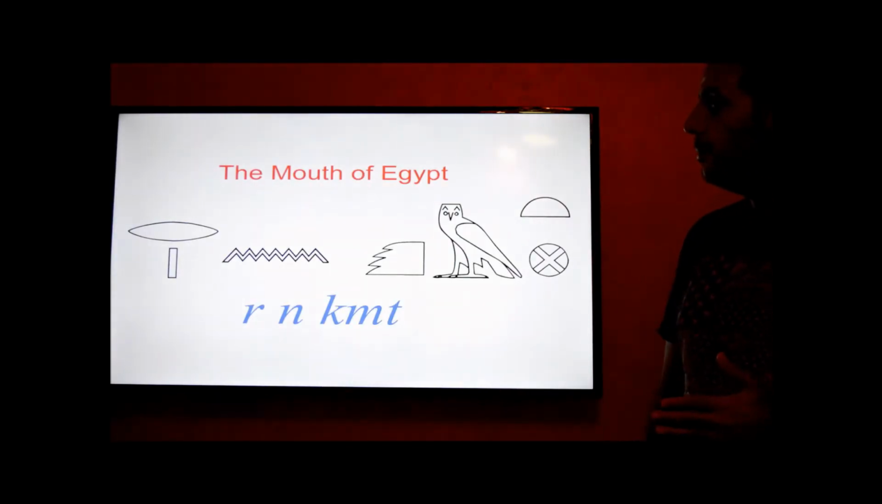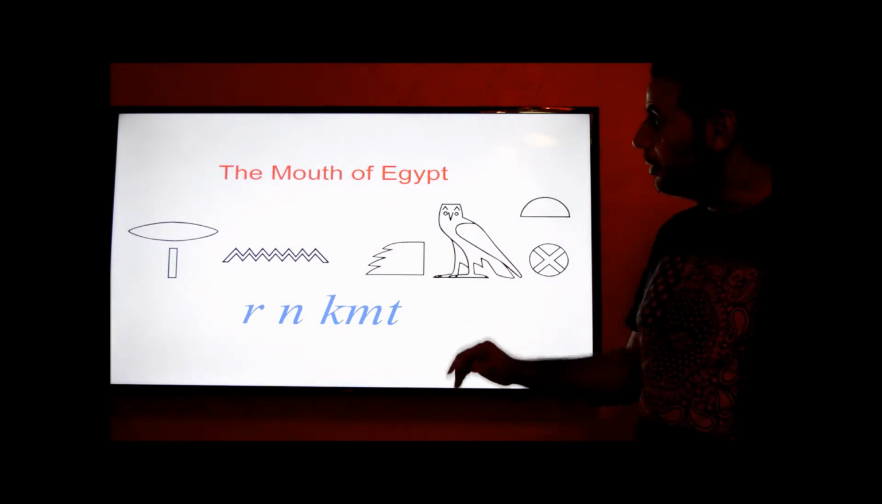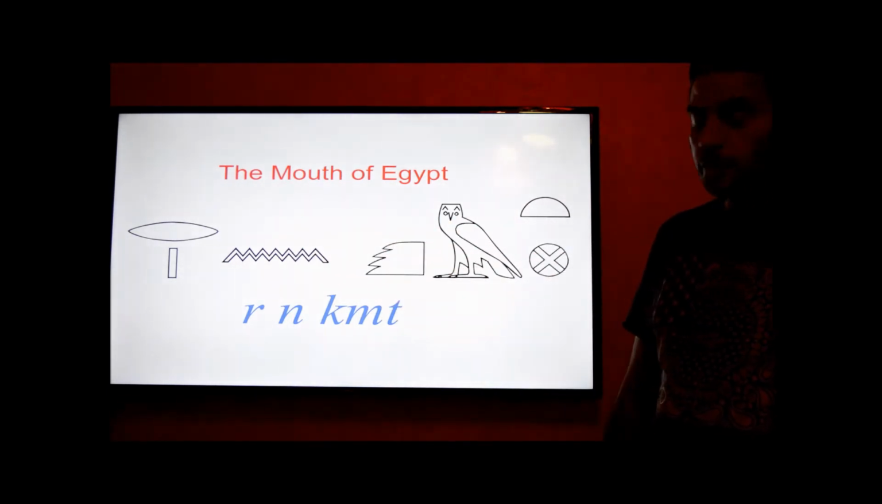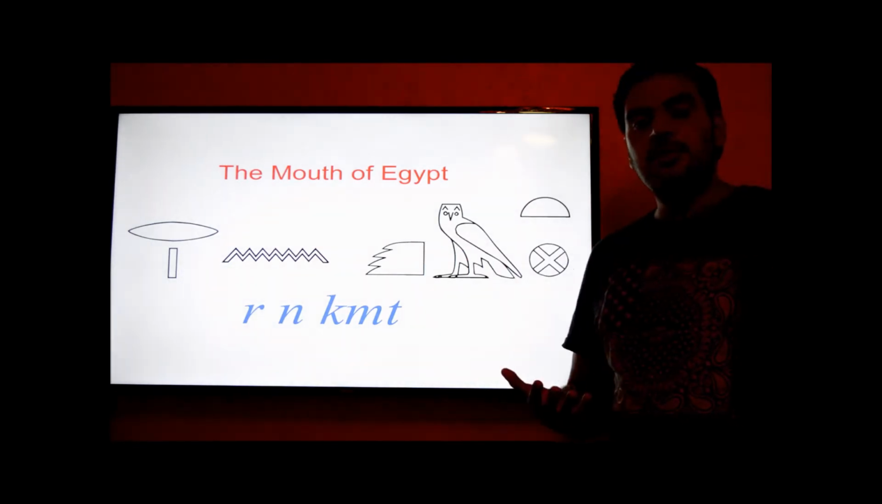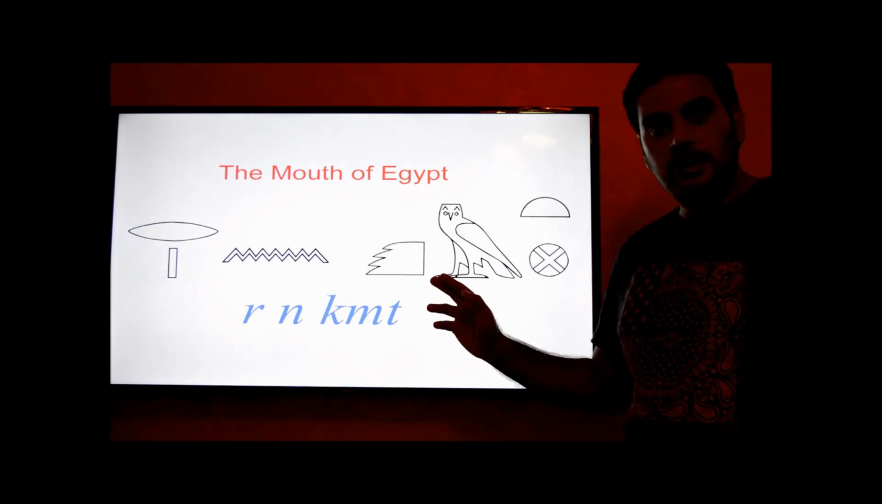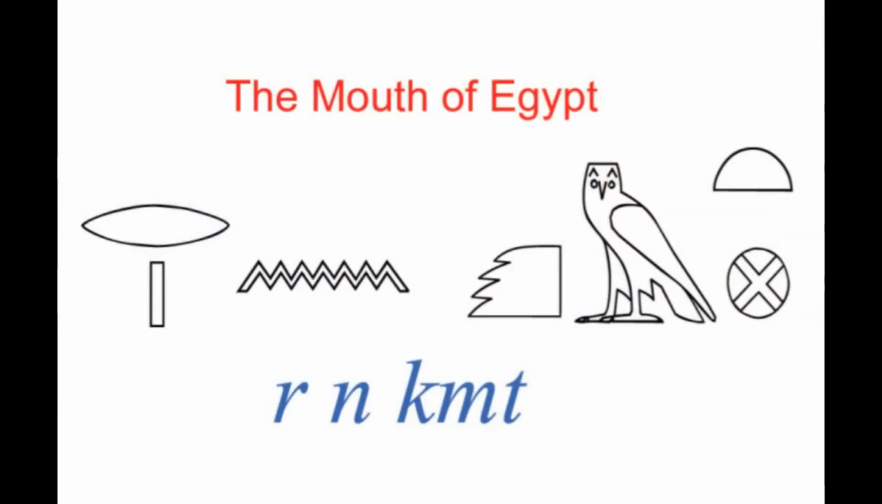And there is another name used by the ancient Egyptians. The second name is Kemet, the mouth of Egypt. Kemet is Egypt. And I can translate this a little bit differently: the tongue of Egypt. So it could be the mouth of Egypt, or the tongue of Egypt, or the talk of Egypt.